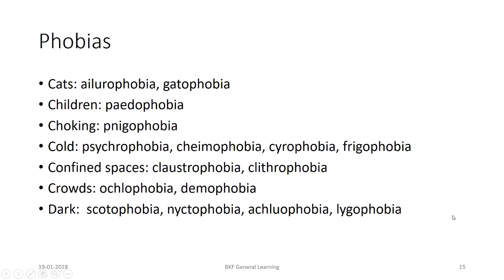Okay, finally some more phobias. The phobia of cats is ailurophobia or gatophobia. Fear of children is pedophobia. Fear of choking is pnigophobia. Fear of cold is psychrophobia, chionophobia, cryophobia, and frigophobia. Fear of confined spaces is claustrophobia. Fear of crowds is ochlophobia and demophobia. And fear of dark is scotophobia, nyctophobia, achluophobia, and lygophobia.